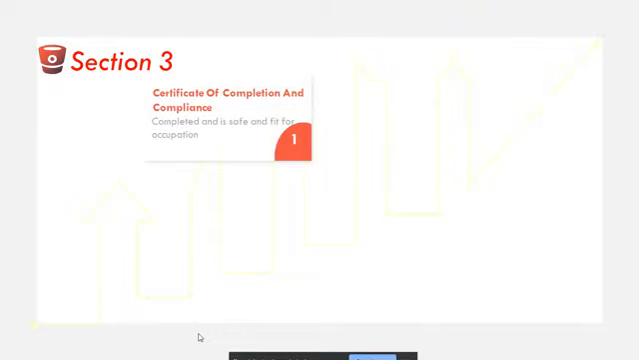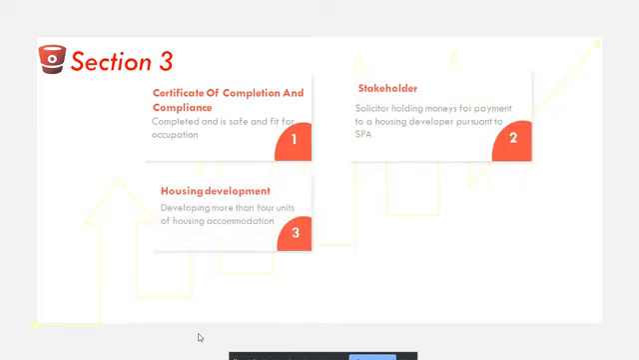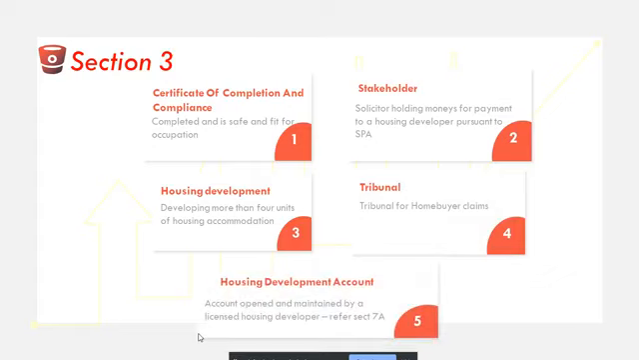So section 3 of Act 118 is regarding interpretation of the Act itself. There is a lot of interpretation, but these are most likely to be heard in this chapter. For more, you can check the Act, section 3. First is the certificate of completion and compliance, meaning the project is complete and safe, fit for occupation. Before CCC, it used to be called CFO, Certificate of Fitness for Occupation.